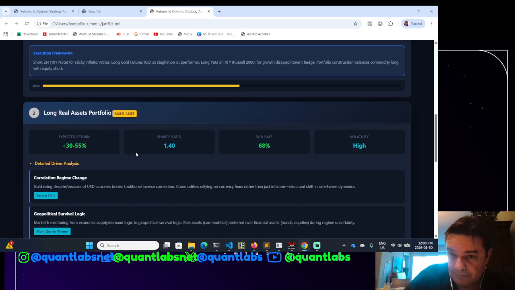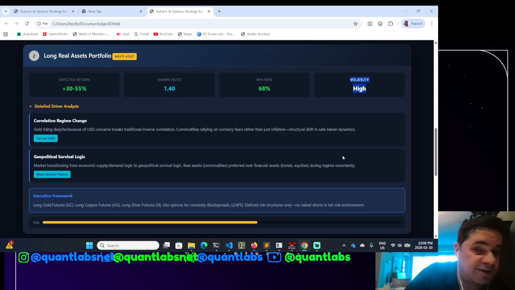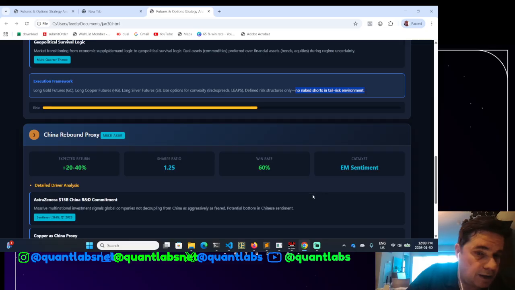That's all I'm saying. So here, 30 to 55% return, 1.4 Sharpe. You've got to like these win ratios of 68%. Volatility is high, so there's some risk here. So here we're going to go long gold, copper futures, long silver, and use options for convexity. Again, using these backspreads and LEAPS, defined risk structures only, no naked shorts in a tail risk environment, because you'll get killed.